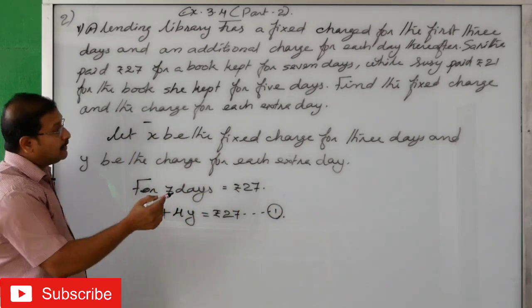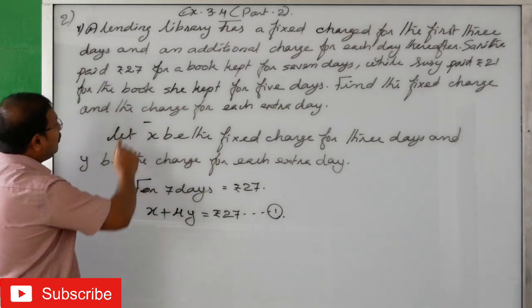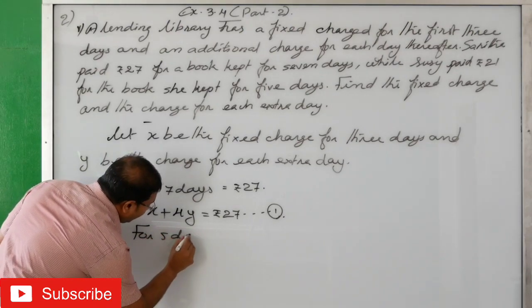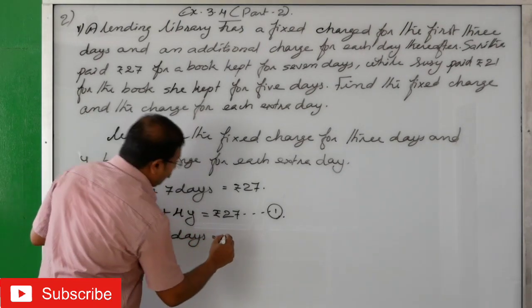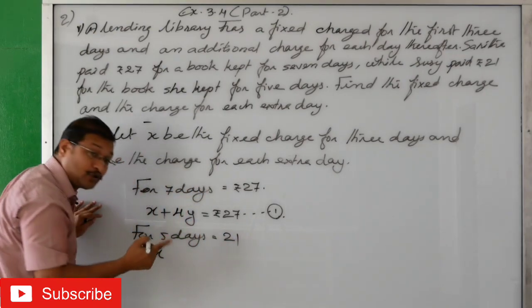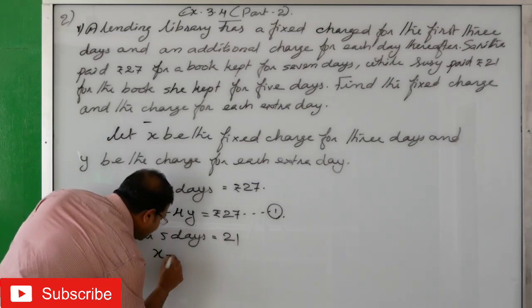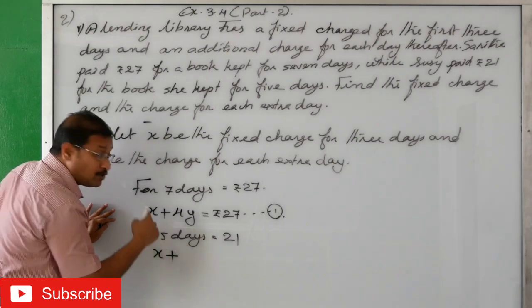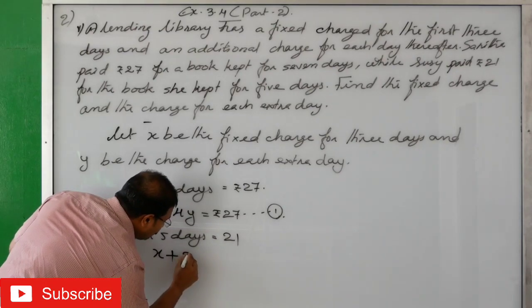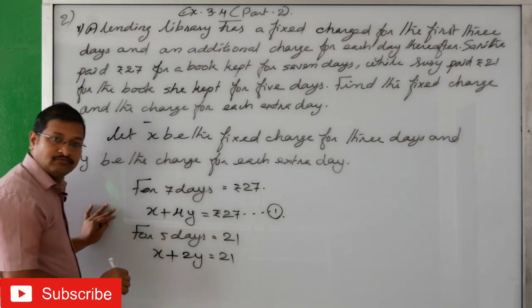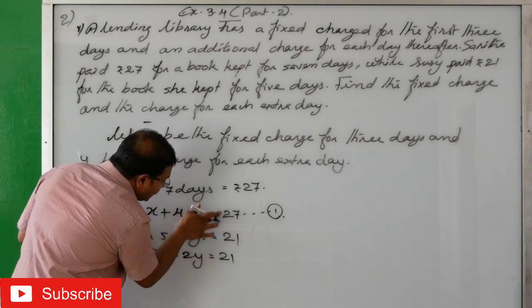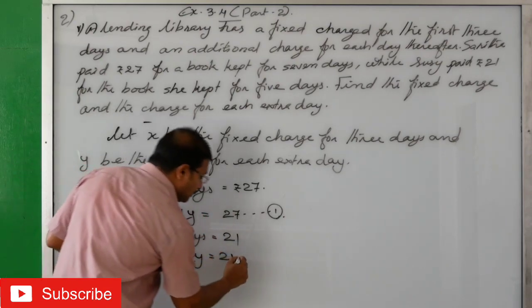Ready? After that, while Susie paid rupees 21 for the book she kept for 5 days. That means for 5 days, she paid 21 rupees. Isn't it? 5 means 3 plus 2. That means 3 is x. For 3 days, x rupees. So, x plus, what will do? x plus 3 plus 2. That is 5, isn't it? So, x plus 2 days. That means x plus 2 into y equals 21. Ready? So, if you want, all the place you can put rupees. After that, you can cancel. Otherwise, just keep without rupees. Ready? This is equation number 2.